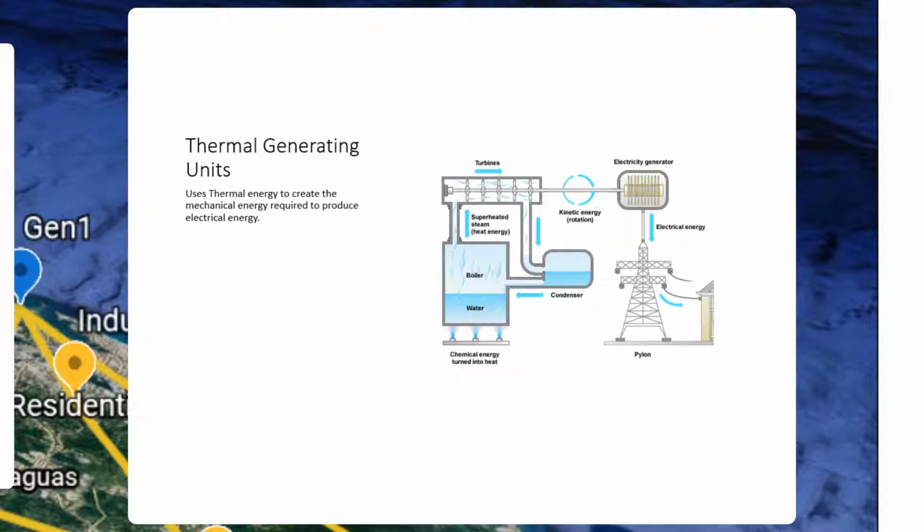Thermal generating plants. Thermal generating plants use heat energy to boil water at extremely high temperatures to create steam, which is then used to move the prime mover of a generator, which is normally turbines, in order to turn the rotor to create electrical energy.